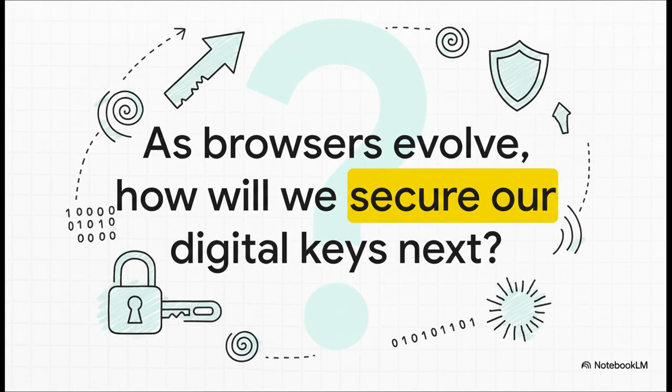And that kind of leaves us with one last question to chew on. The secure HTTP-only cookie is a massive improvement over what we used to do. But the web is always changing, right? Security is never a one-and-done kind of thing. So it makes you wonder, as browsers evolve and privacy becomes even more critical, what's going to be the next big thing in securing our digital keys?